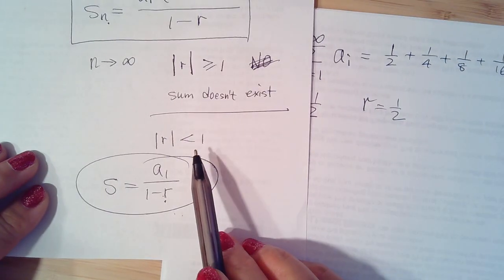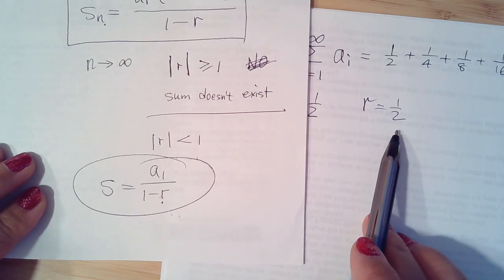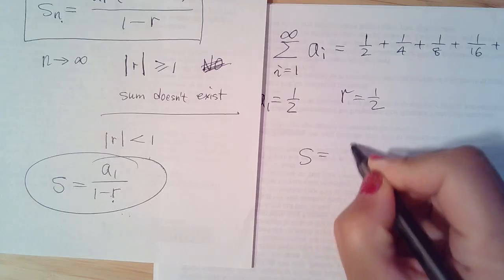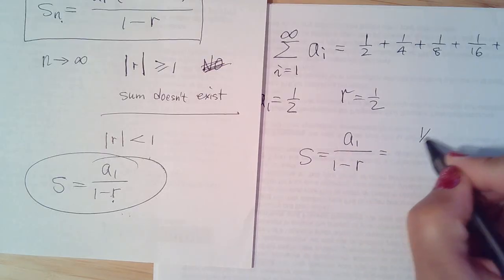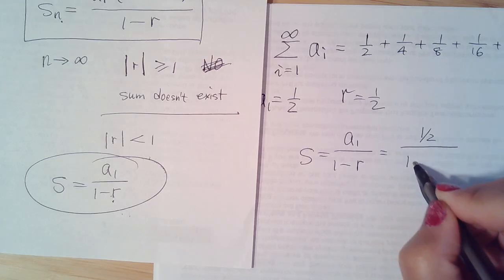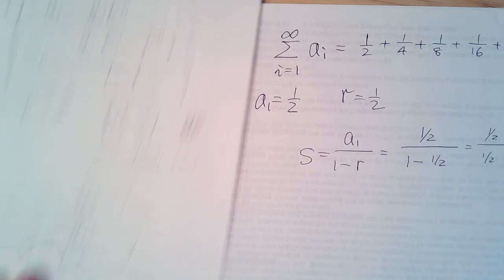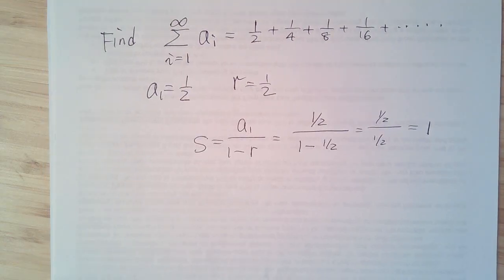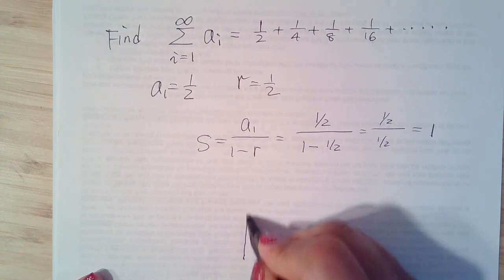Look, the absolute value of r is less than 1. True. Okay, now the formula. My s will be a1 over 1 minus r. So that is 1/2 on top. The denominator is 1 minus 1/2. So that's 1/2 over 1/2. Here's the sum. So the summation of this infinite sequence will be 1. Interesting.